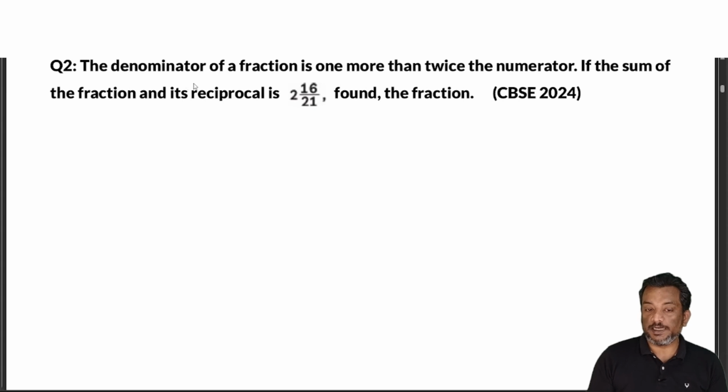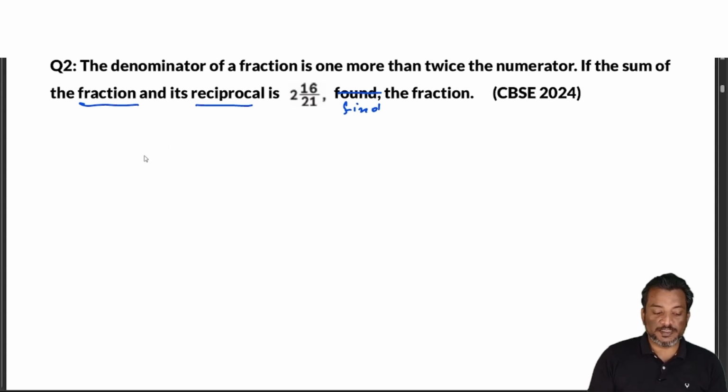It is saying the denominator of a fraction is 1 more than twice the numerator, and if the sum of the fraction and its reciprocal is 216 over 20. So it is saying find the fraction. Okay, so here basically saying the denominator and numerator.